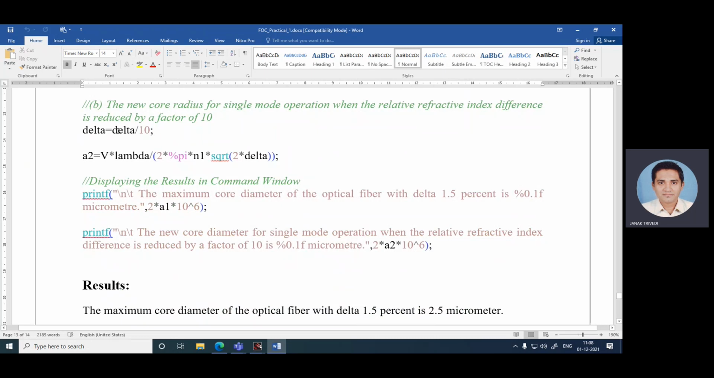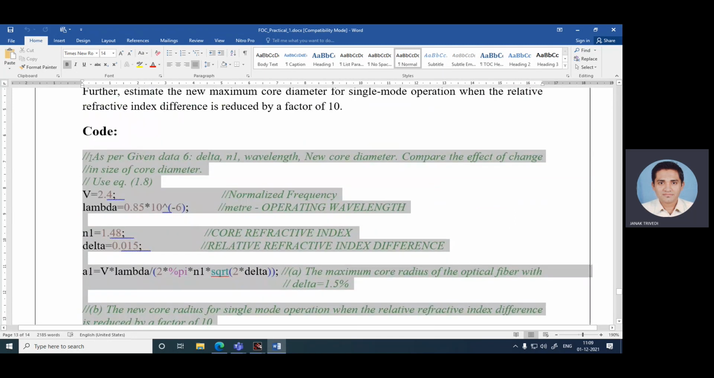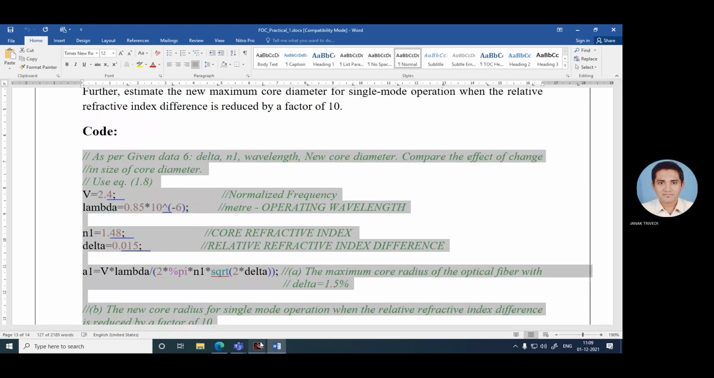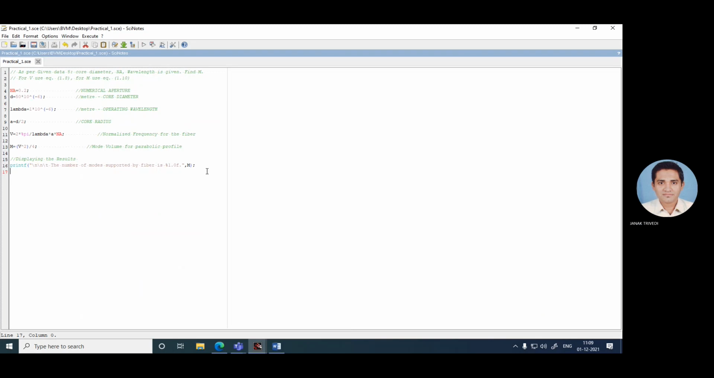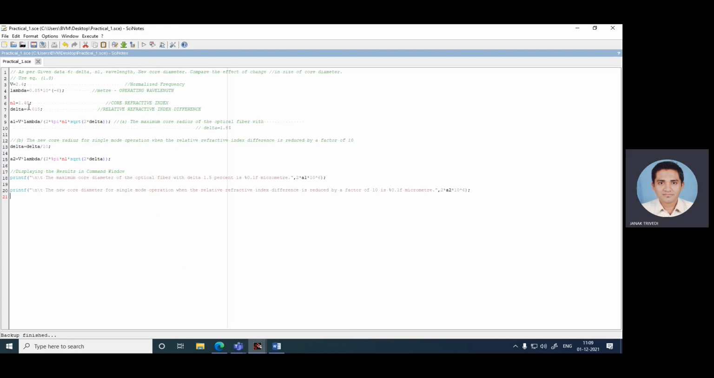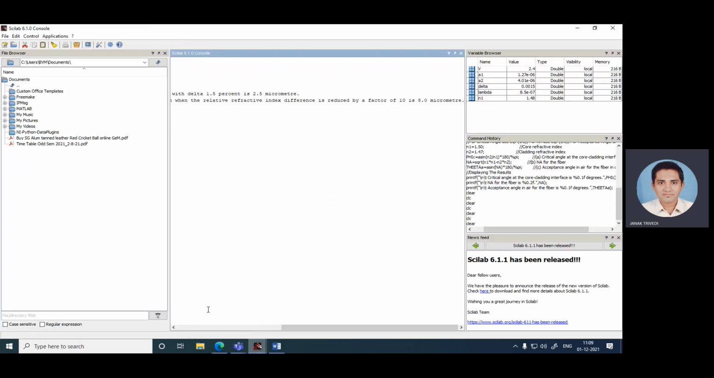That can be seen. Delta is now changed by 10. So A2 is equal to V lambda over 2 pi n1 times the square root of 2 delta, the same formula, but here just the value of delta is changed. So now A2 will be changed. We have to see the result: what is the first case A1, and when we change delta by a factor of 10, what is the result in A2? So just try to run this program with the help of Scilab. In the first case delta is 0.015, then the second time delta is reduced by 10. So in this case, what is A2? Okay, let's run this program and you can see the result.